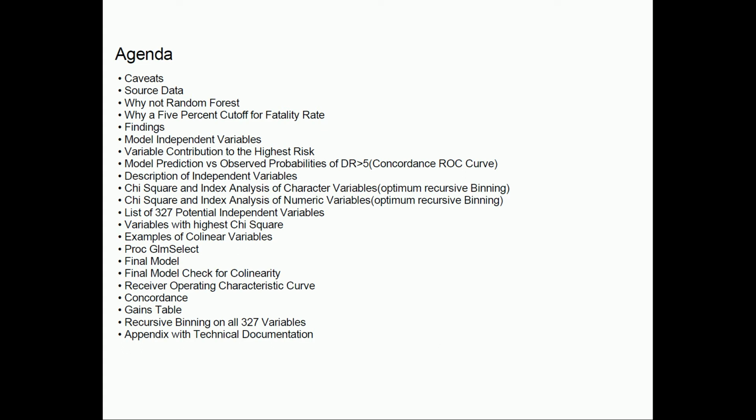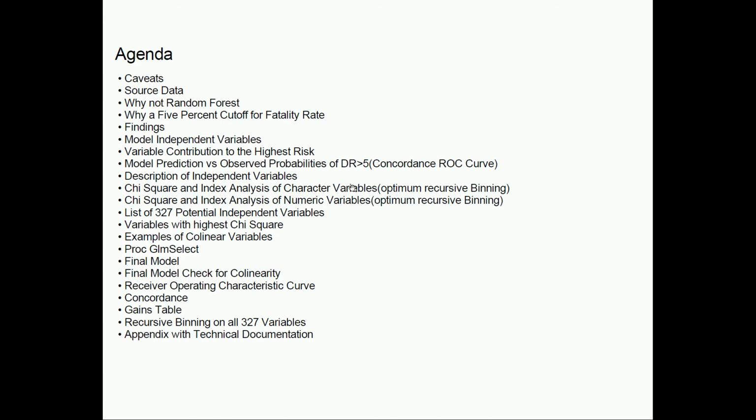I'm going to show variables. I'm going to sort and show you the variables with the highest chi-squares. I'm going to show you examples of collinearity, which is common when you have 327 variables. I'm going to run the automatic proc GLM select to show you what SAS would select as the best model.